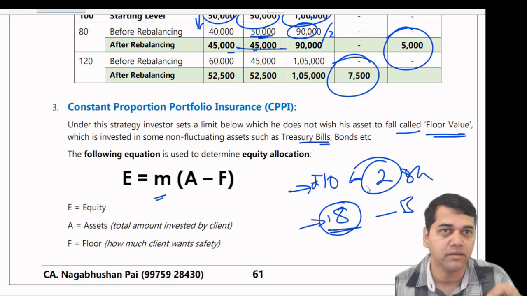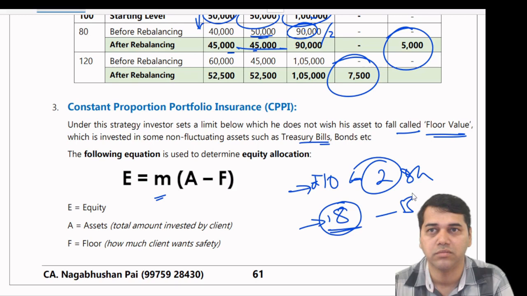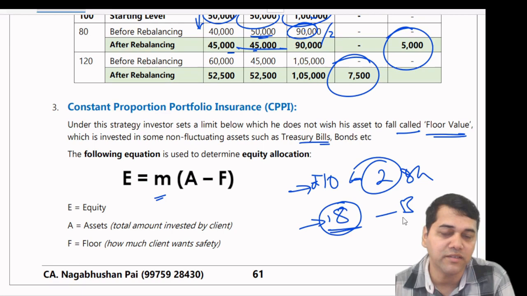So if you do this, then you cannot get higher returns, because the amount you have invested in the equity market is very small. And bonds, what are they going to offer you? Risk-free. Now, what will managers do? They take risk. The total amount invested is 10 lakhs. How much did you say? 8 lakhs, no? 2 lakhs is available for me.